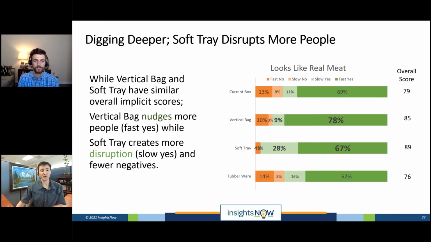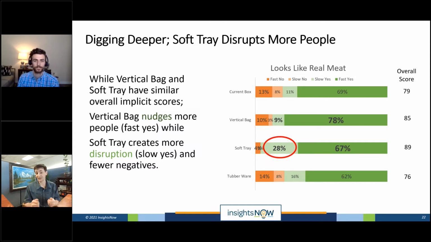So if we break down the fast no, which is the orange here, the slow no, light orange, slow yes, light green, and fast yes, which is a dark green. If we look at the distribution, the percentage of people that had each of those scores for each of the products, you can see that the vertical bag had by far the most people who said fast yes, and the soft tray had a much higher group of people who were slow yes. So that's the piece that's really intriguing, because that means that the soft tray is going to cause a little bit more disruption than the vertical bag.